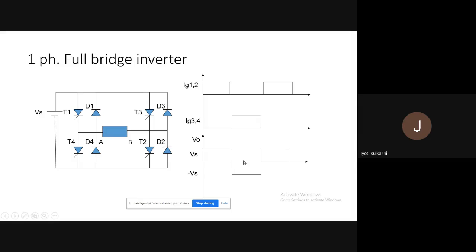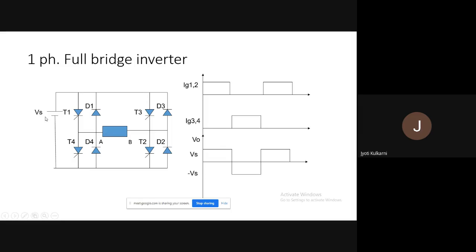As current is reversed in the load, B terminal is positive and A terminal is negative. It means that the polarity is negative. So how much voltage will I get across the output? Minus Vs. In the first half cycle Vs was positive, and in the second half cycle Vs is negative. When Vs is positive, T1 and T2 are conducting. When Vs is negative, T3 and T4 are conducting.